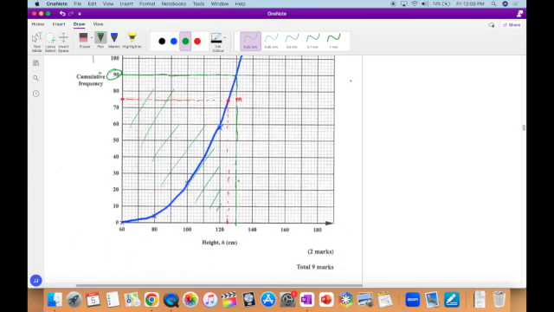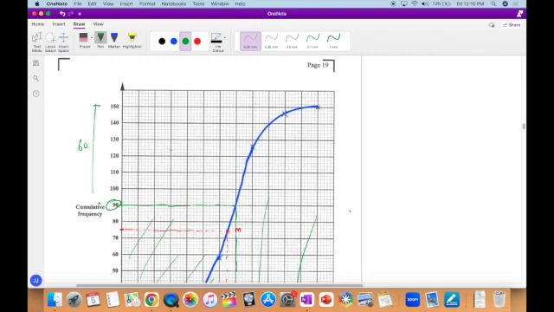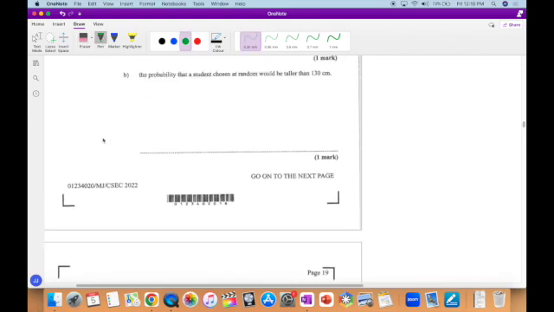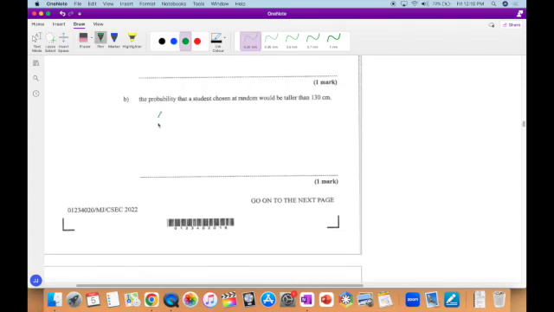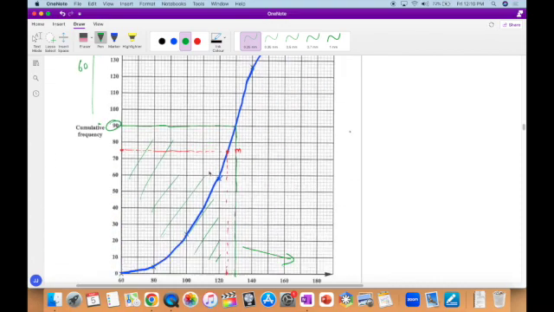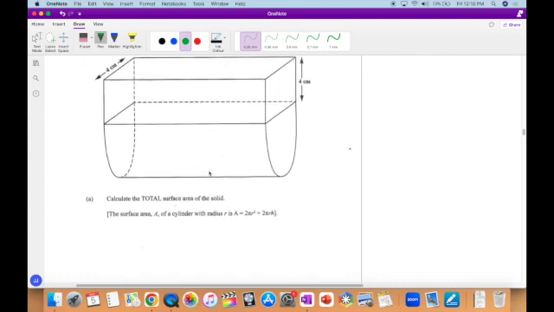Anything taller than 130 is here, and anything there would correspond to this upper region. So 60 out of the 150. 60 divided by 150 gives us around 0.4 probability, a 0.4 chance. That's a pretty good probability, right?